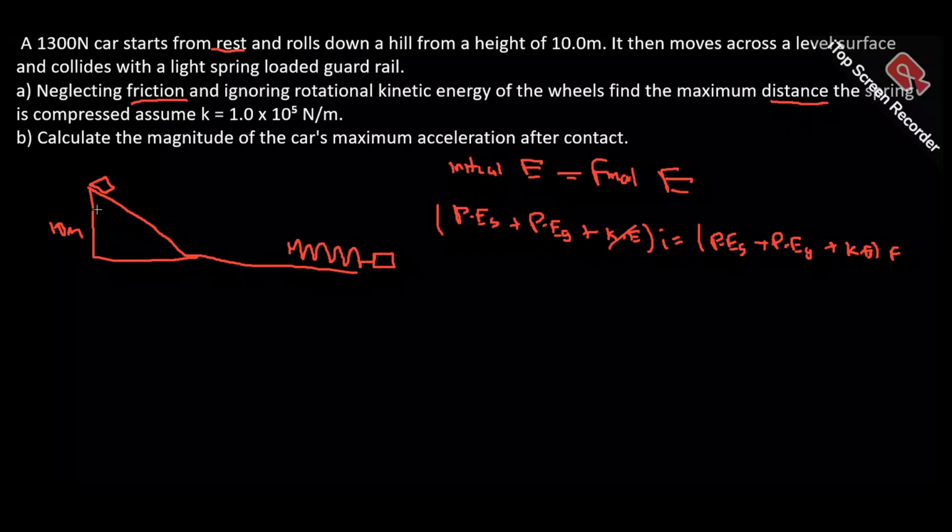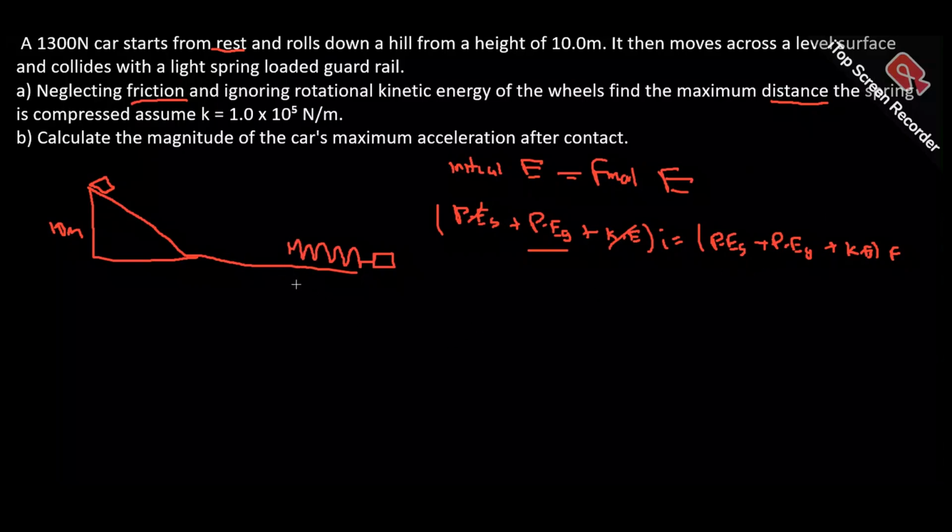Now, do we have any spring here? No, we don't. This is known as the elastic potential energy, and it's just for the spring. So we don't have the spring at this point. So the initial energy that we have is just the gravitational potential energy.